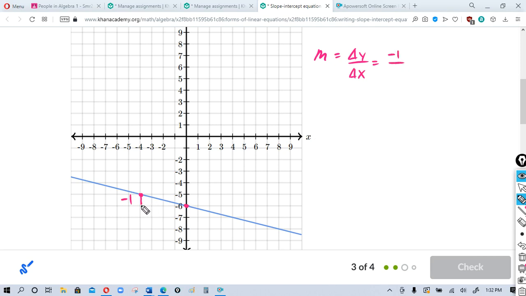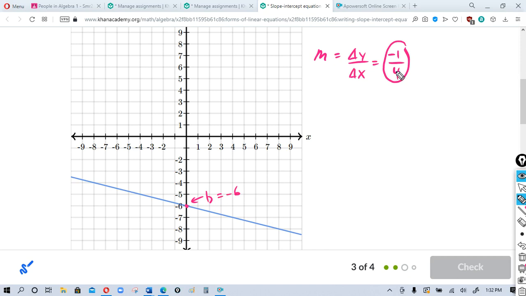Then I'm going to go to the right. 1, 2, 3, 4. 4 units to the right, so change in x is +4. And the slope is just -1/4. Now for your b, you just see where it crosses the y-axis. Here's your y-axis, and the point where the line hits it is right there. b is going to be -6.